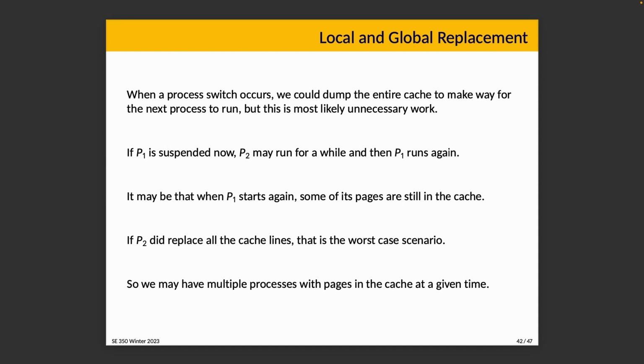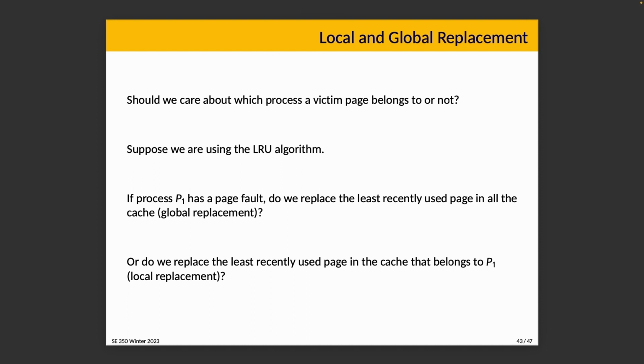Realistically, though, we will have multiple processes with pages in the cache at a given time. And if we are going to do a replacement algorithm, we might give some thought to whether we do a local or a global replacement. A local replacement says we want to replace, say, the least recently used page that belongs to the current process. Or do we want to do the global replacement option, which is we replace the least recently used page in all the cache? Either one of those things could actually work. It's a design decision which of those we think is going to be better.